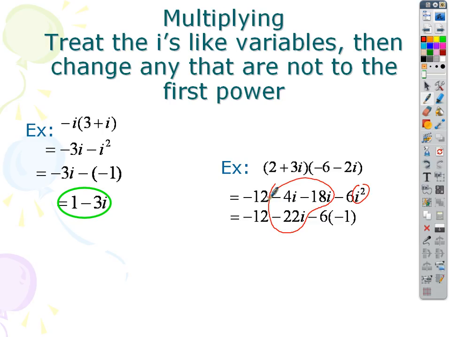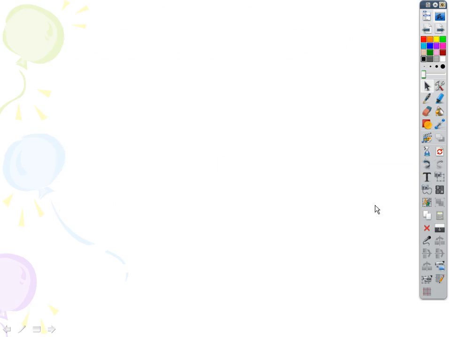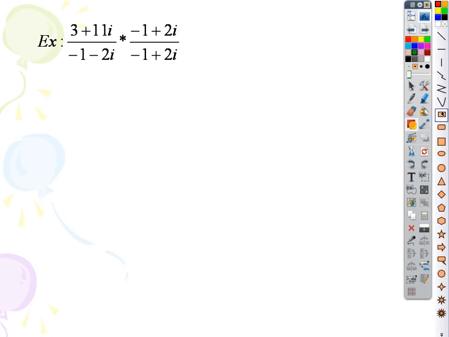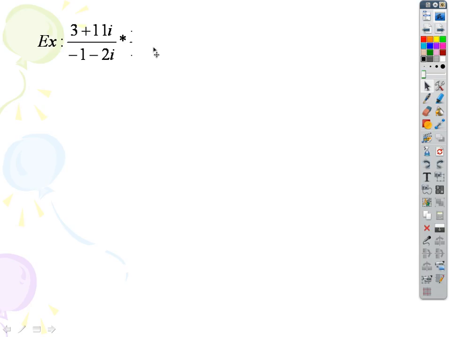Okay, now where it gets, and this isn't hard, but adding, subtracting, super simple. Multiplying, pretty darn simple. Dividing, a little bit tougher. When we want to do something like, say, this. If we want to divide this out, I've got a quotient of complex numbers. The complex number 3 plus 11i divided by the complex number negative 1 minus 2i.